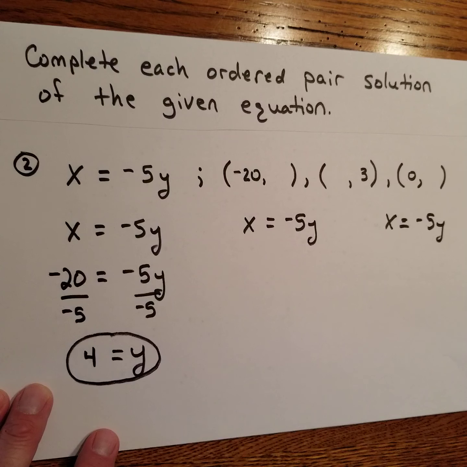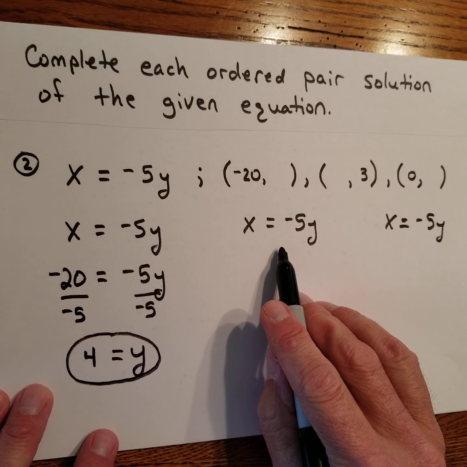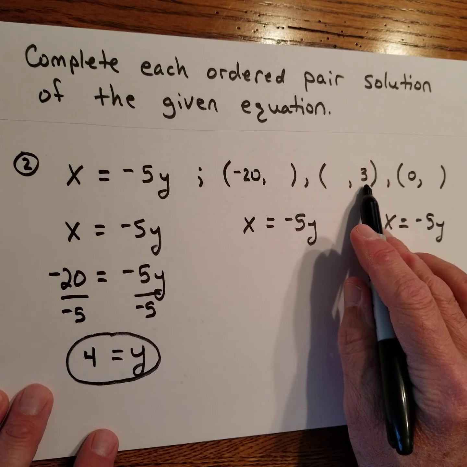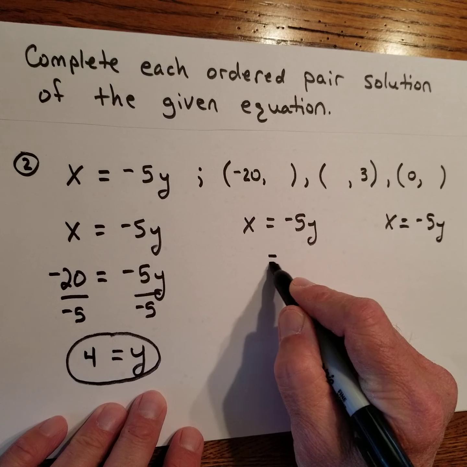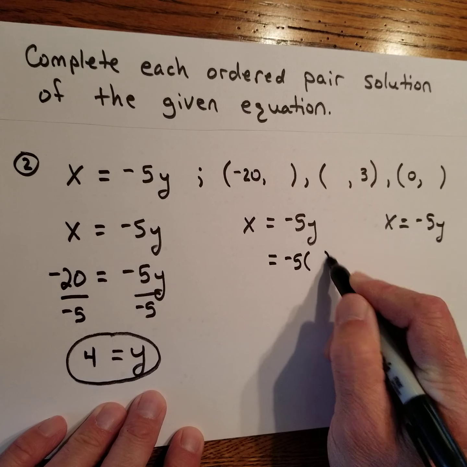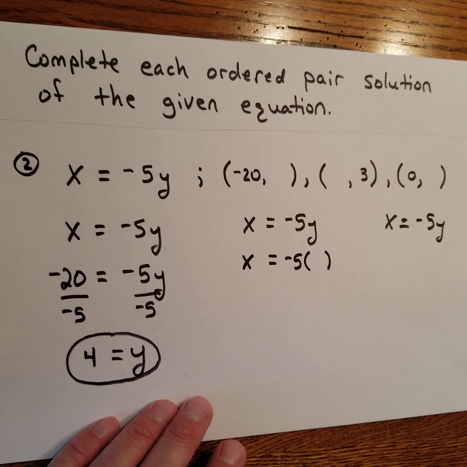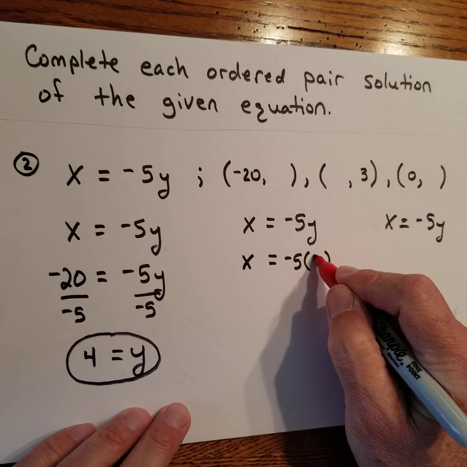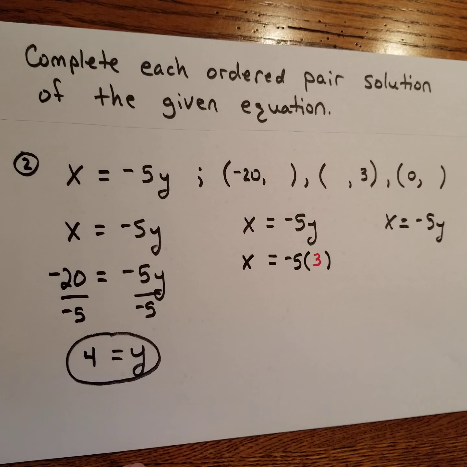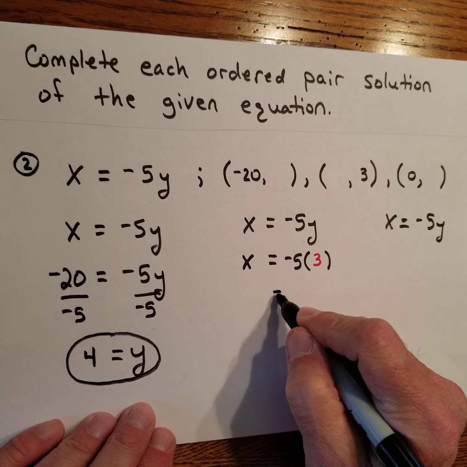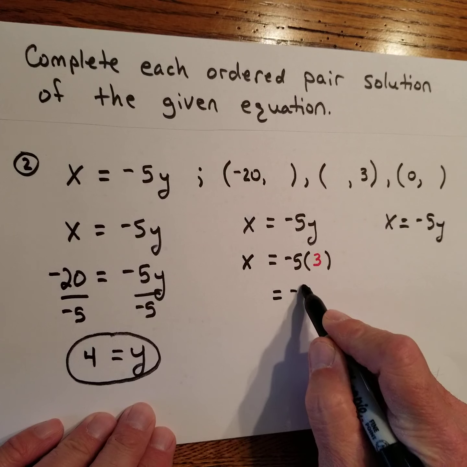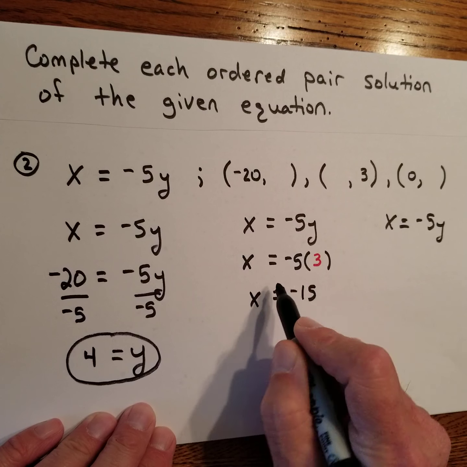Got it. For the second time, find the X that goes with that Y. I have a number to plug in for Y. I'm trying to find X. Let's plug 3 in for Y. Negative 5 times 3 is negative 15. That's what x equals.